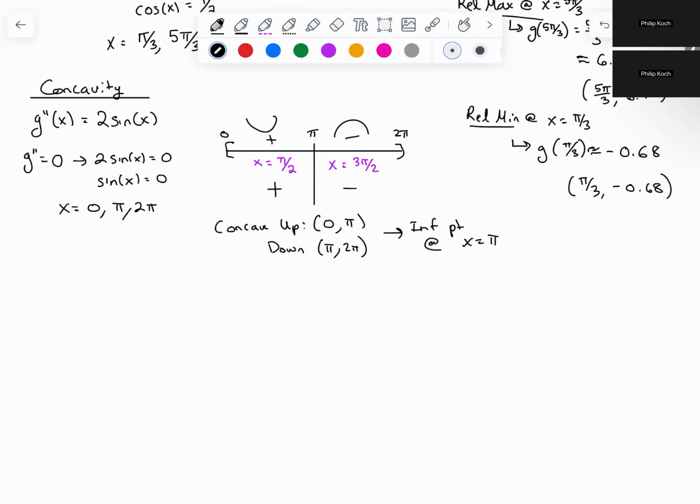Furthermore, we need to find the location. So g of pi would be, well, actually, it's exactly pi, which is approximately 3.14. So we have pi comma pi, which is approximately pi comma 3.14. Why did I do that? I'll explain why in just a moment.